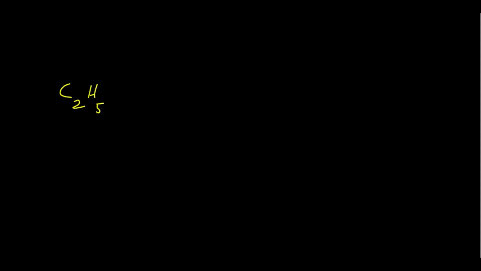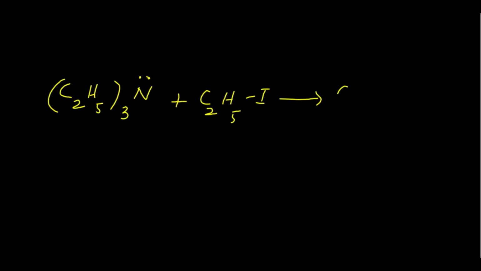C2H5. We have 3 ethyl groups attached to the nitrogen. Nitrogen has a lone pair of electrons on it and further reacts with ethyl iodide, C2H5I. Then what will happen, students? With the help of the lone pair of electrons, nitrogen will form a bond with ethyl, right? So after the reaction we get (C2H5)4N, tetraethyl. Nitrogen has given its whole pair of electrons for the formation of a sigma bond with the ethyl group.